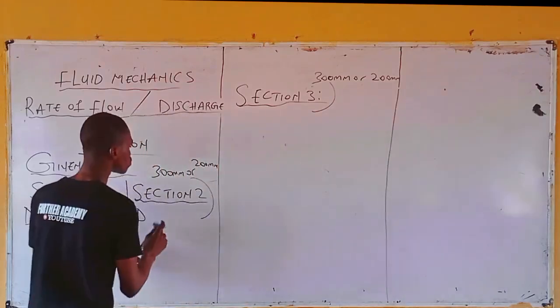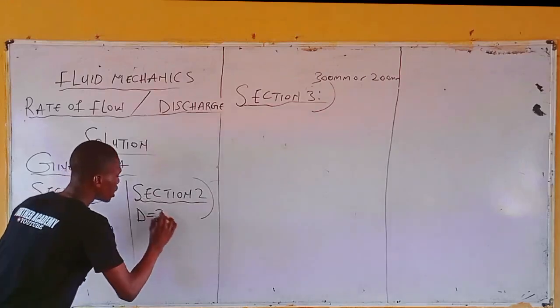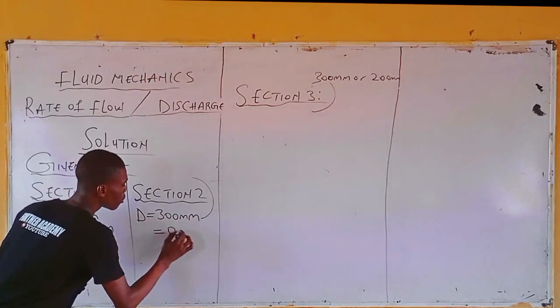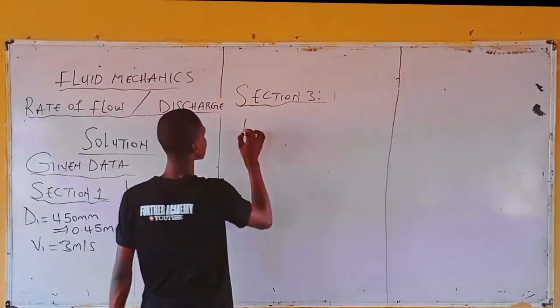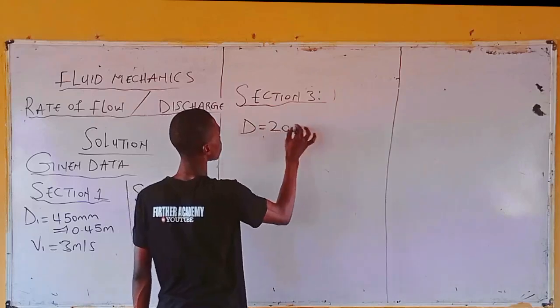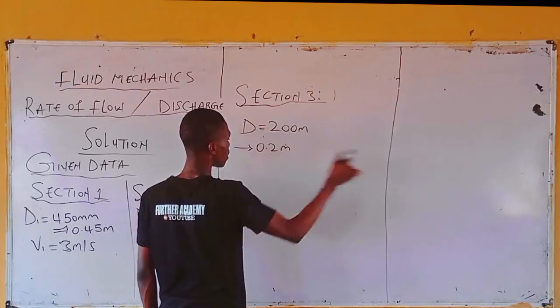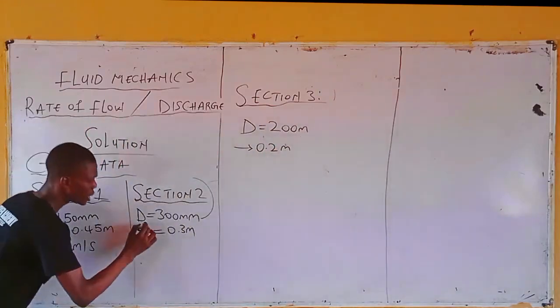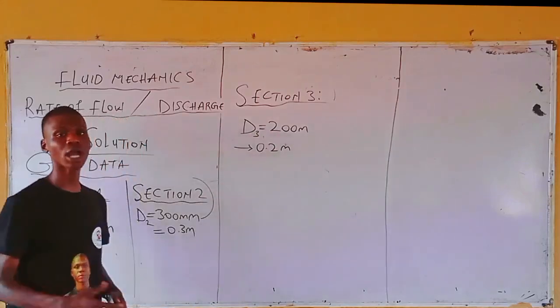Now, for section 2, let's say our diameter is 300 mm, which is 0.3 meter. Then for section 3, let's say our diameter is 200 mm, which implies 0.2 meter. Now, this is D2, this is D3.